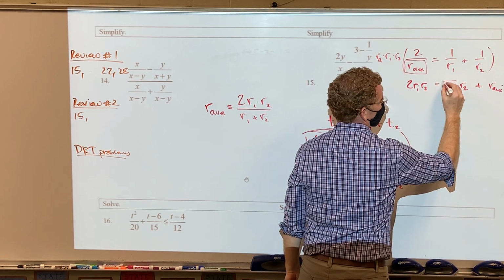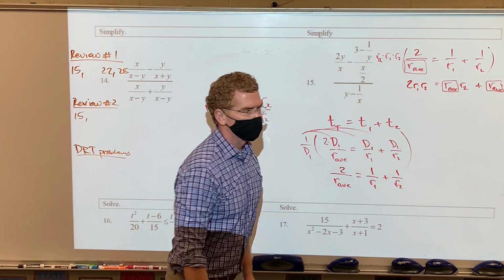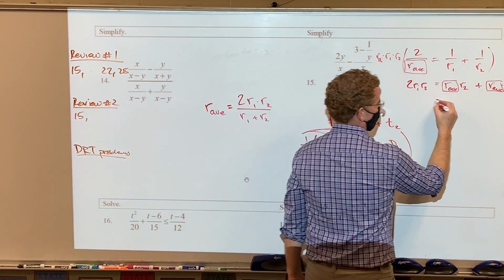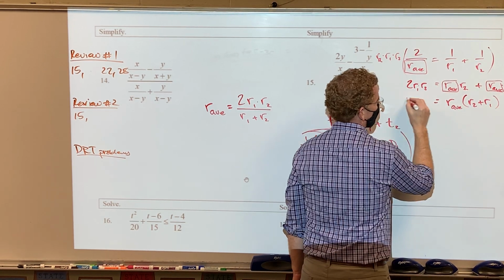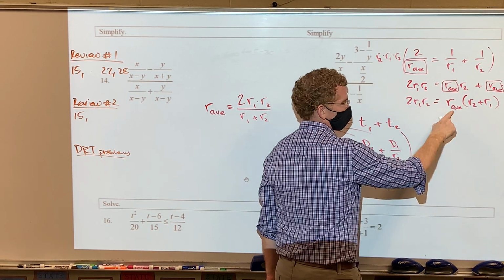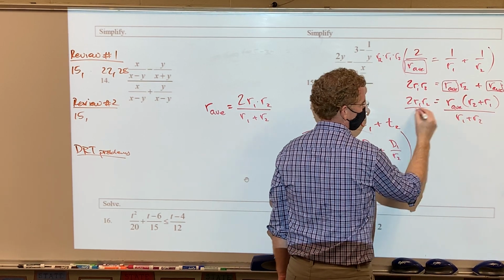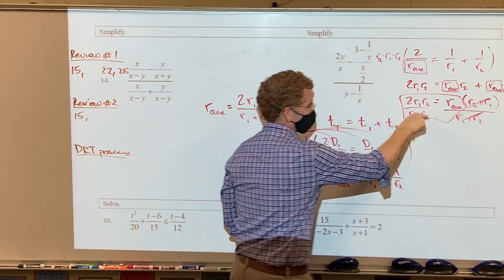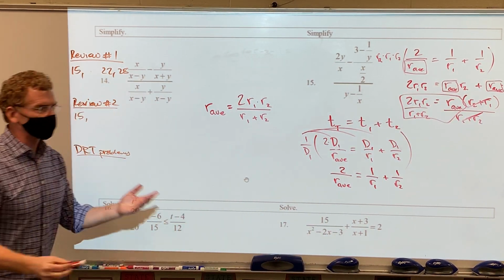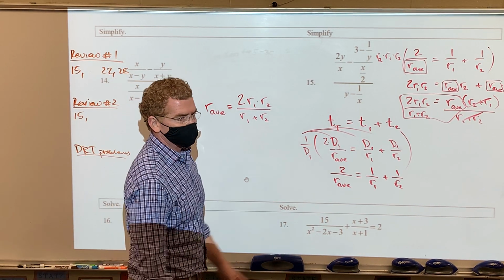Now remember, I'm trying to solve for R average. So how do I solve for R average right there? You factor it out. And then what would I do next? Divide by R1 plus R2. So the average rate is 2 times the product over the sum. And that's a great little formula to have. You don't have to prove it, but if you know that, it's a great little formula to have.